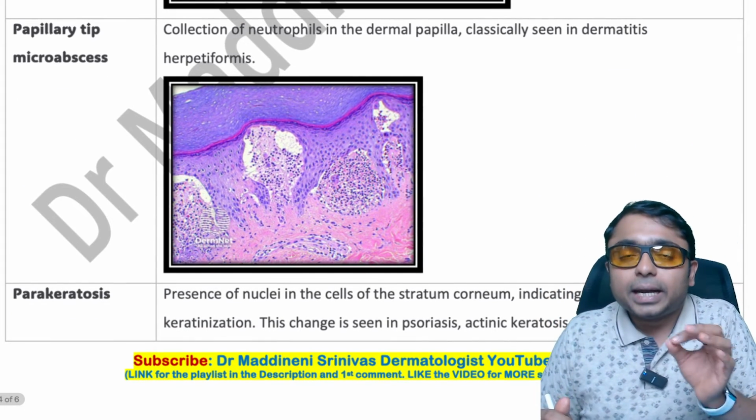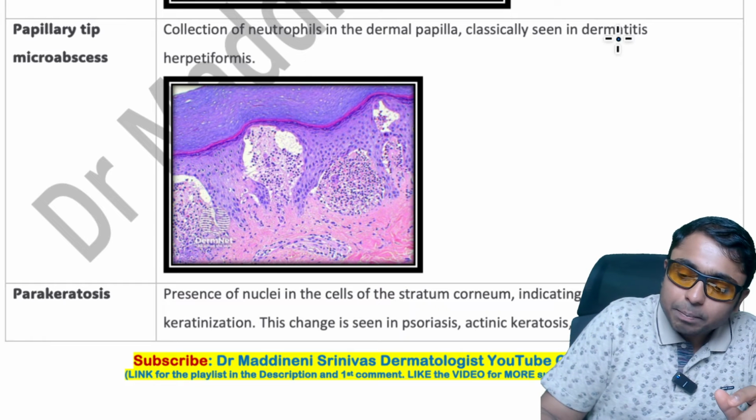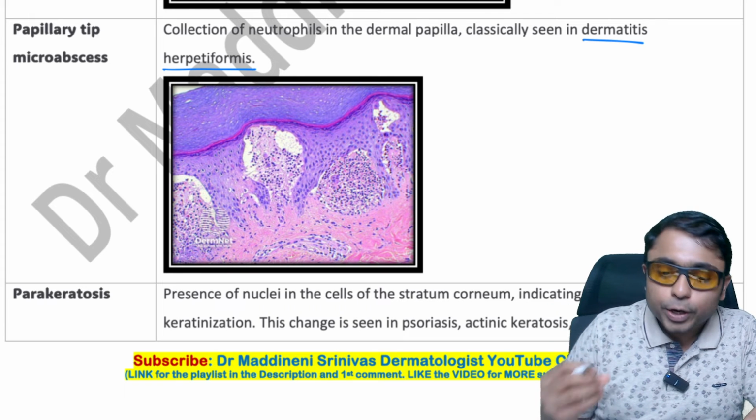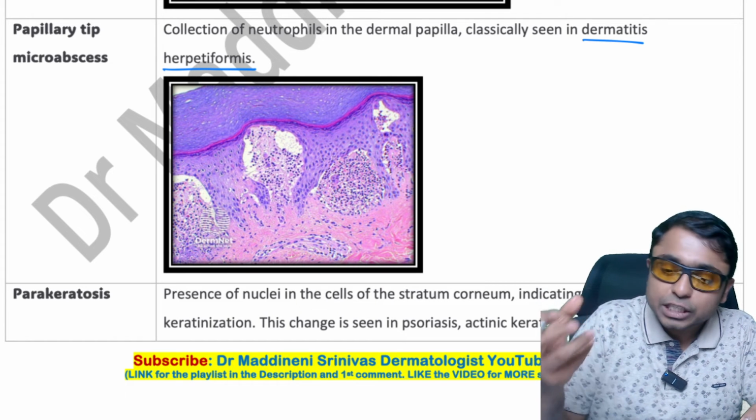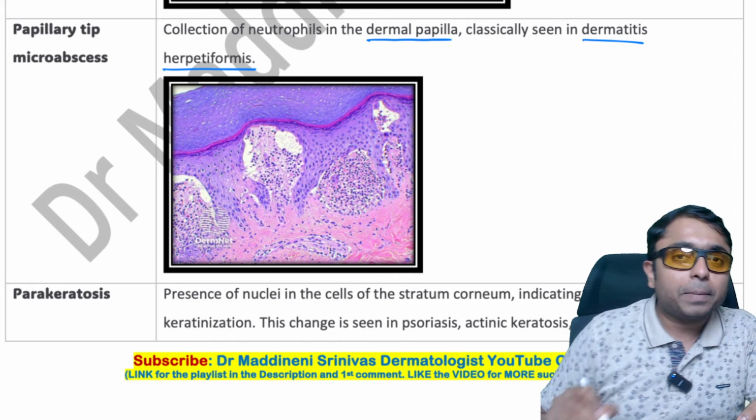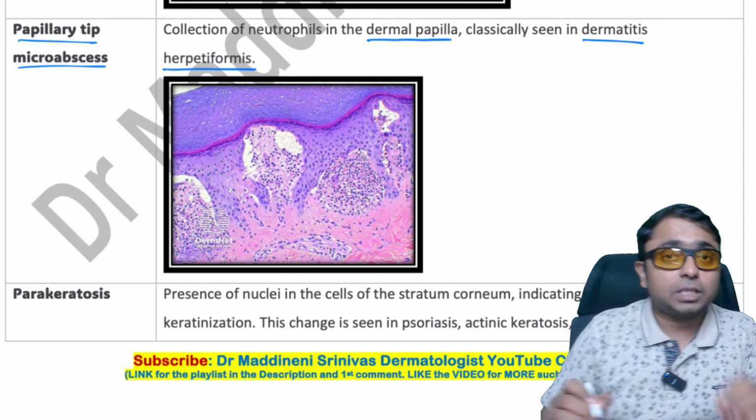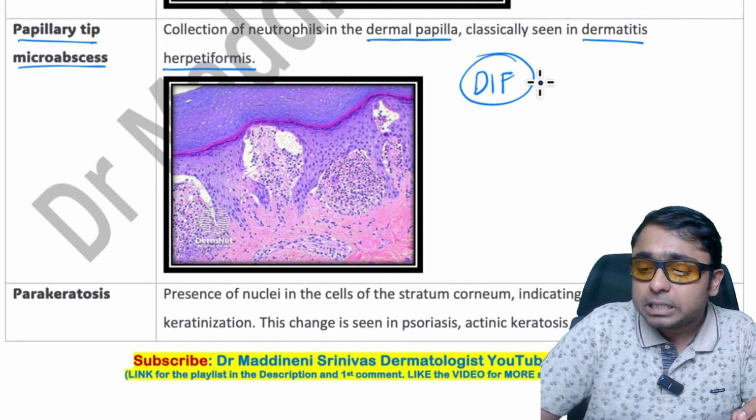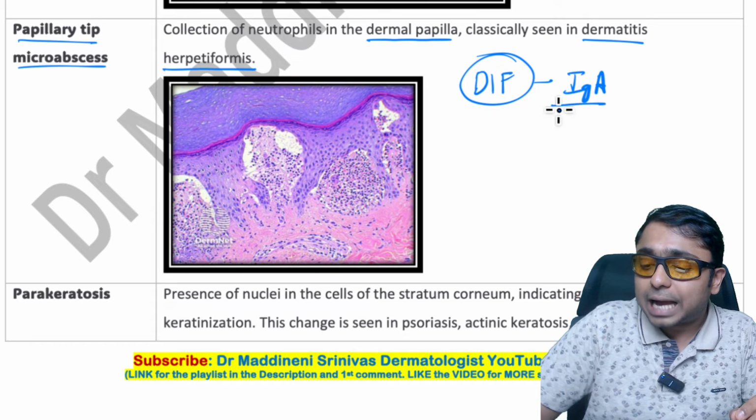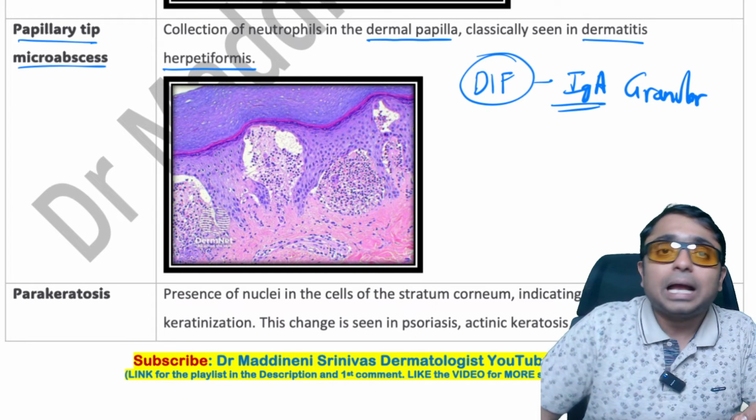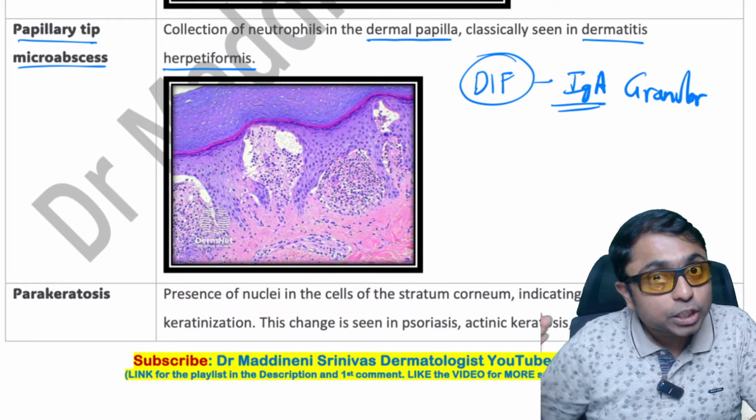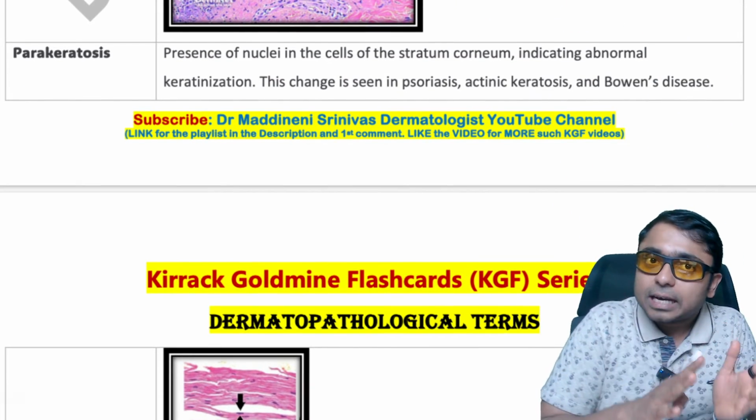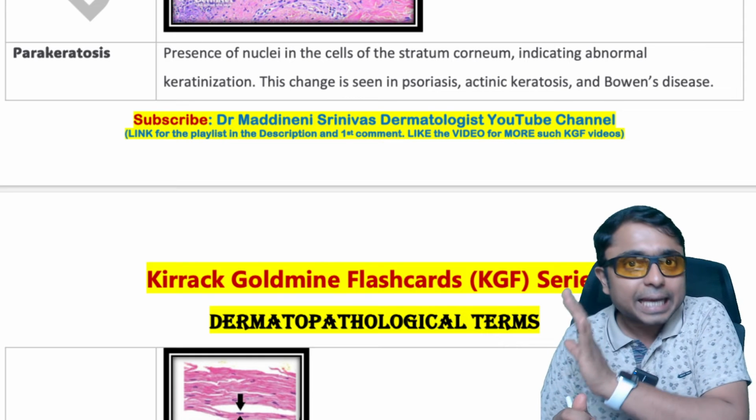Next is papillary tip microabscess. Remember, in dermatitis herpetiformis, which is a subepidermal vesiculobullous disorder, there is going to be presence of neutrophilic infiltration collected in the dermal papilla, which is described as papillary tip microabscess. Very, very important. And if you do a direct immunofluorescence, what are we going to see in dermatitis herpetiformis? We are going to see deposition of IgA in a granular fashion in the dermal papilla and also in the dermoepidermal junction. Very important dermatopathological finding, which you are going to see in biopsy and also in the direct immunofluorescence.